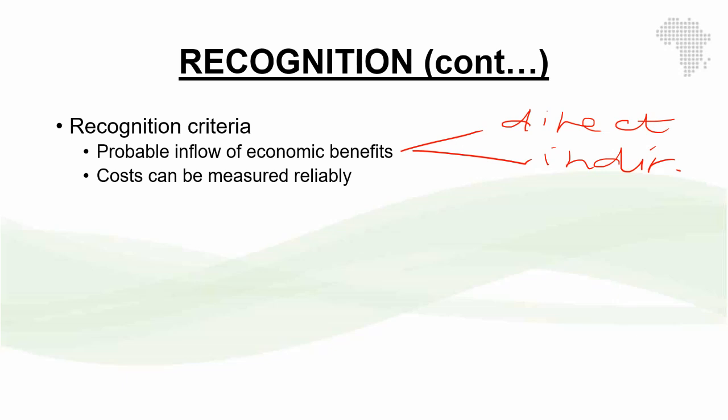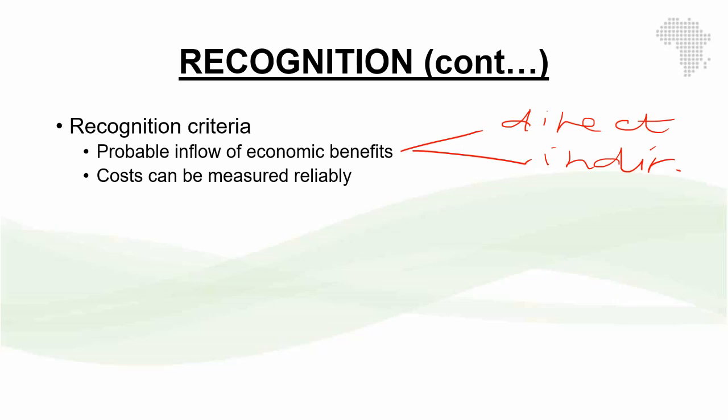And then the second requirement is that the cost must be measured reliably. So if I buy the asset, I must be able to determine the purchase price and the cost of all of the other directly attributable costs relating to that asset. It should not be that someone says this might be the price of the asset. I buy the machine, they tell me that the machine is 1 million rand, and then the cost to get the asset to my property will be an additional 50,000. So I know that the cost of the machine is 1,050,000. I can measure that. That means I now meet the two recognition criteria.